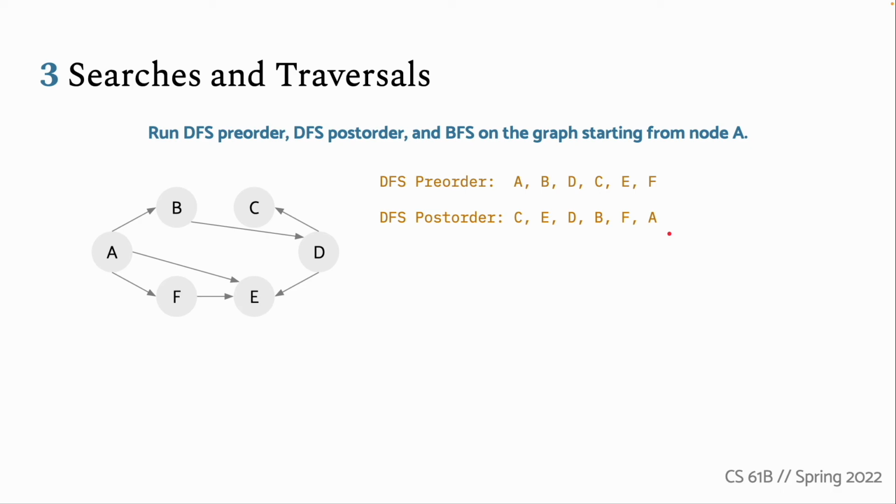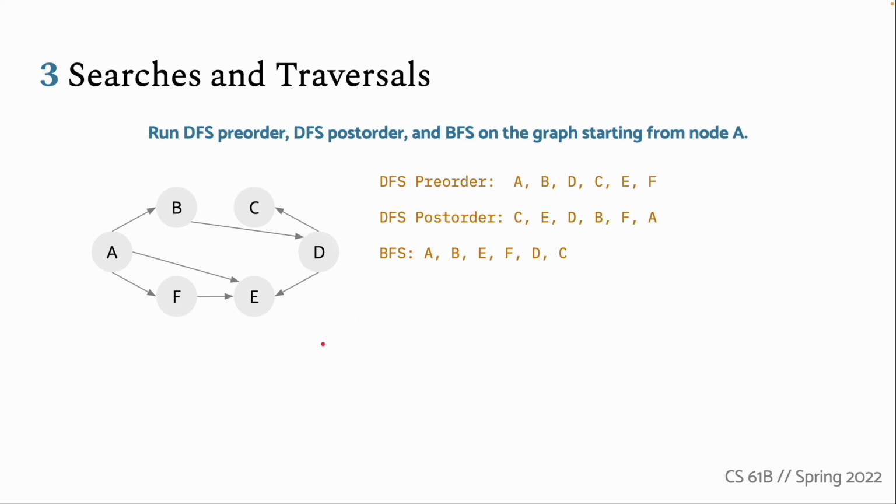One thing to note is that a quick way to get a valid topological sort is to run post order and then reverse the result. So in the case that there are no cycles, such as this graph, A, F, B, D, E, C is actually a valid topological sort for the graph. There are others that are also valid, but this is just one option.